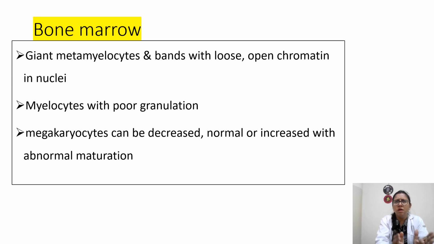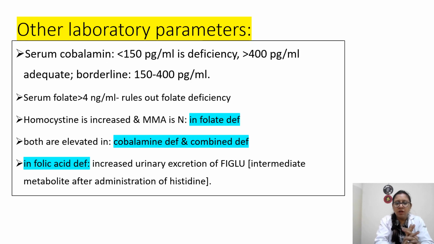Because all of this is a nuclear defect, all lineages are affected. So every cell will have some kind of abnormality. Ineffective erythropoiesis हो रही है. माइलॉइड सीरीज में जो WBC वाली रेंज है उसमें immature precursors आ रहे हैं with giant metamyelocytes and bands and myelocytes with poor granulation. Then in the platelet series, megakaryocytes can be decreased, normal or increased, but they have abnormal maturation. So we are done with CBC, peripheral smear and bone marrow.